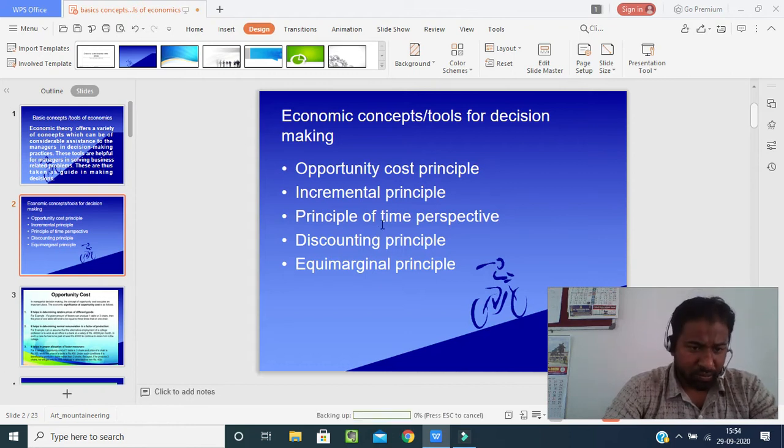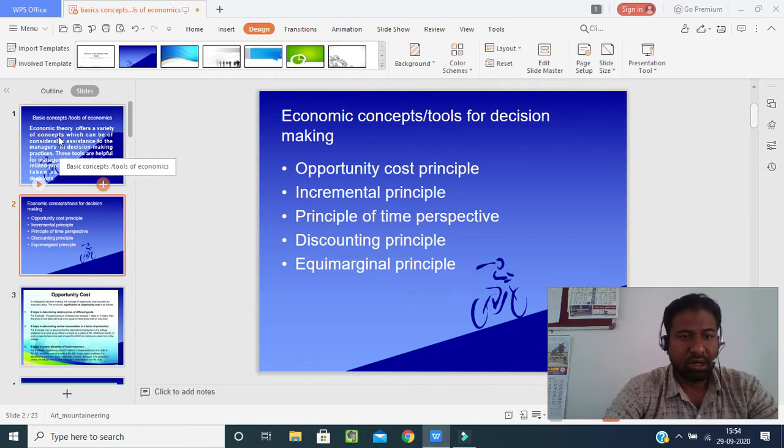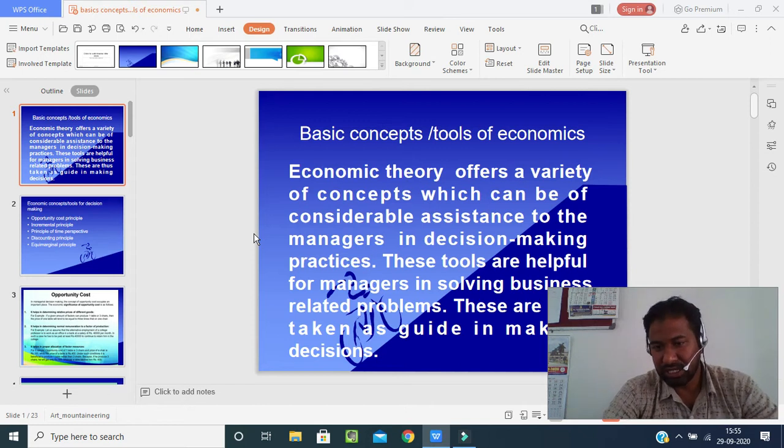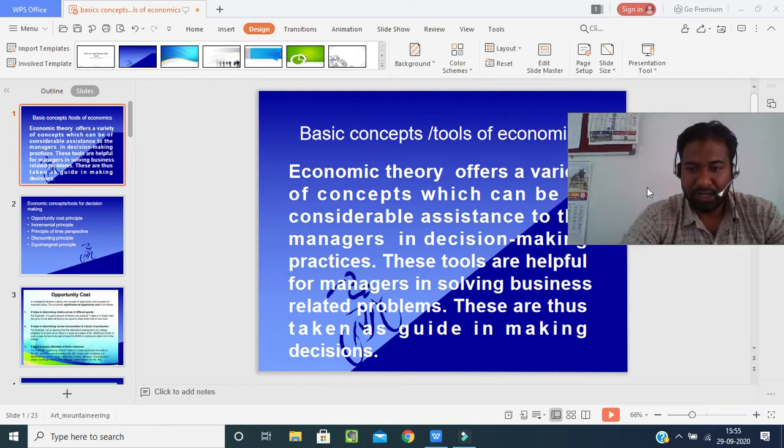Now we'll go one by one, but before that I want to explain what we mean by concepts of economics. In economic theory, it has been clearly mentioned that economic theory offers a variety of concepts which can be of considerable assistance to the manager in decision making practices. These tools are helpful for managers in solving business related problems, and for this reason we say it is a guide for the manager for making decisions.